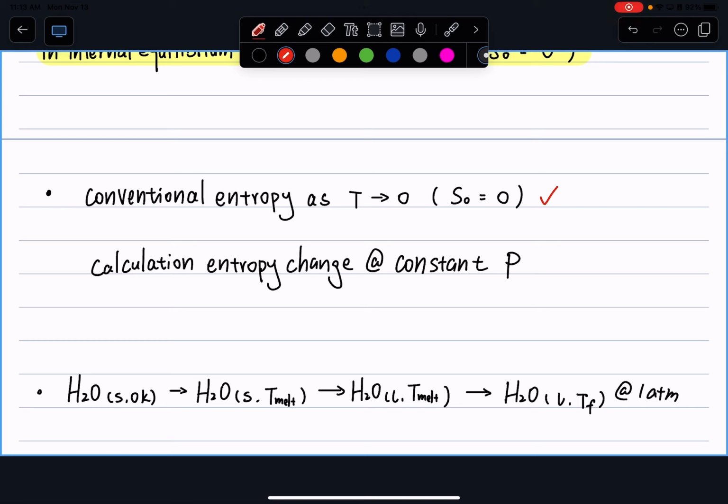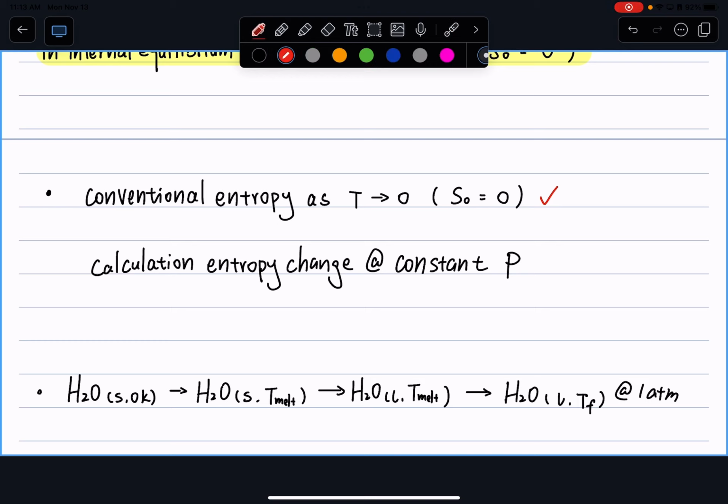The question then becomes, how do we calculate the entropy change at some constant pressure? We can keep our temperature changing, but our pressure is kept constant when we're calculating the conventional entropy. You can fix that pressure at any point, but let's keep the pressure fixed so it's easier for us to calculate it.